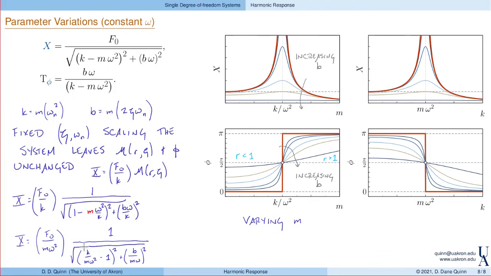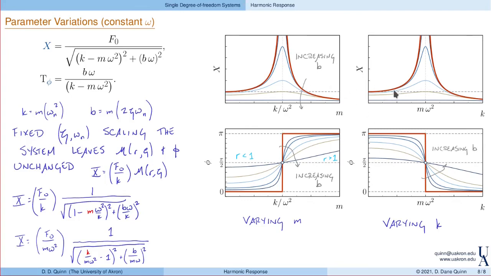Once again, let's look and see what happens when we vary the stiffness K. Well, we get a similar picture. Right? So this is now varying K alone. Remember, m is held fixed, omega is held fixed, and once again, these different curves are drawn varying, or increasing, the damping, B.